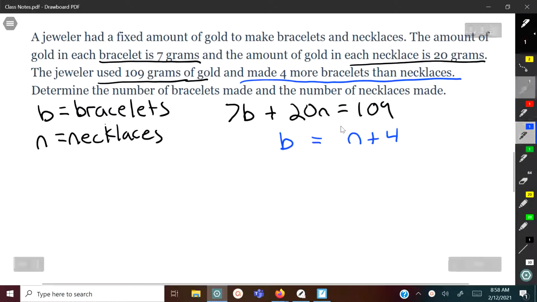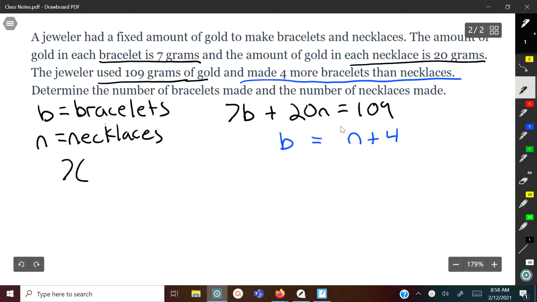We can plug that in and solve the equation. So we have 7B plus 20N is equal to 109. And we're going to plug that N plus 4 in here.